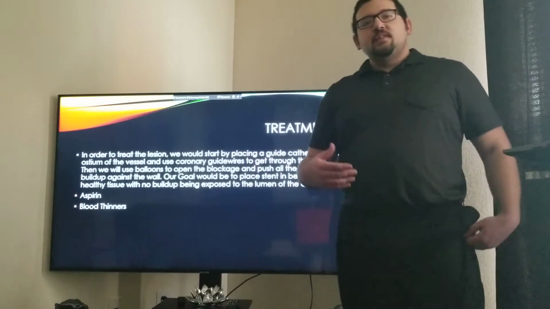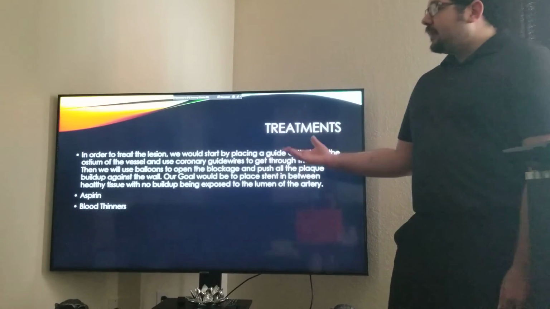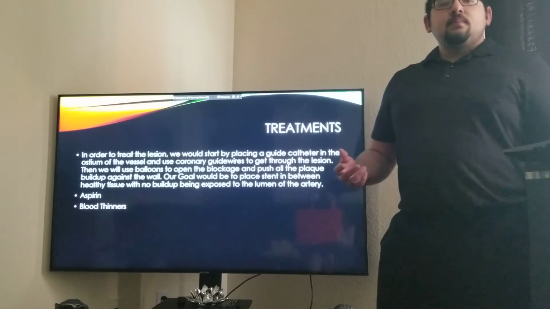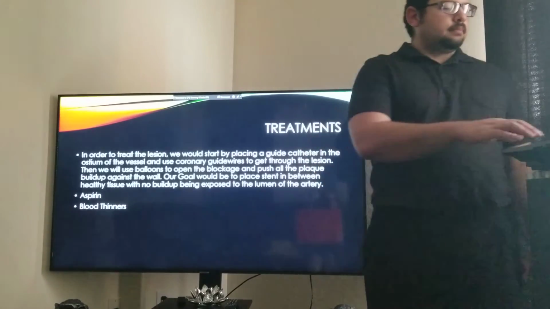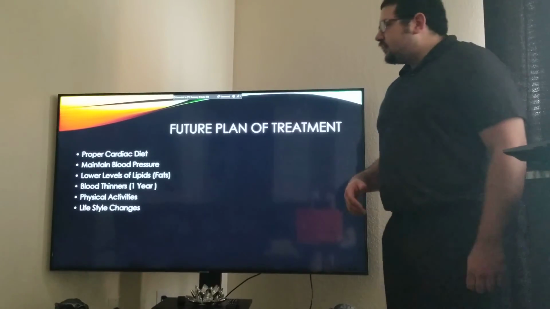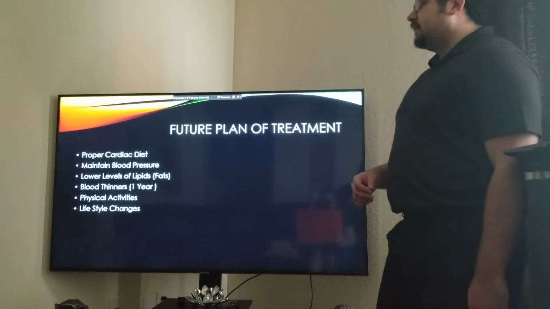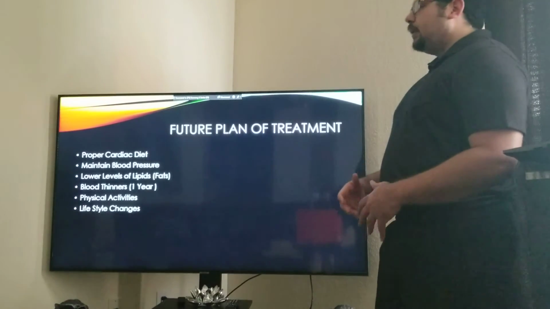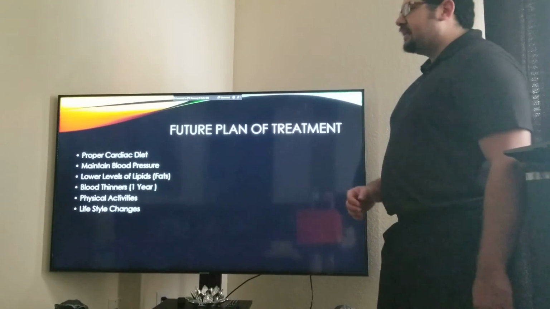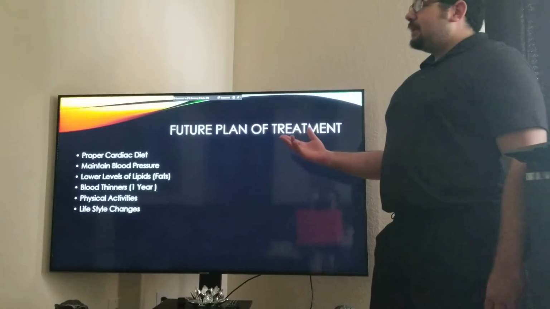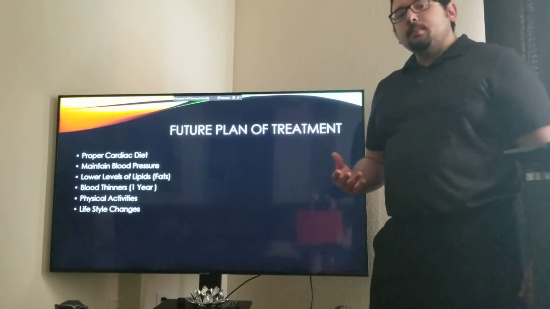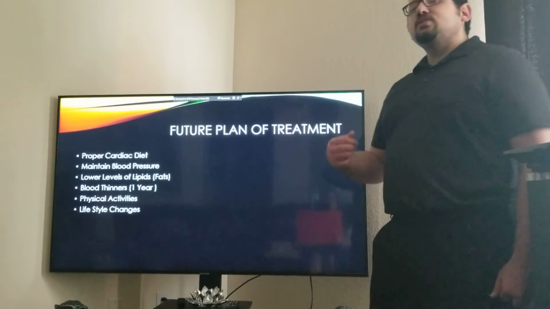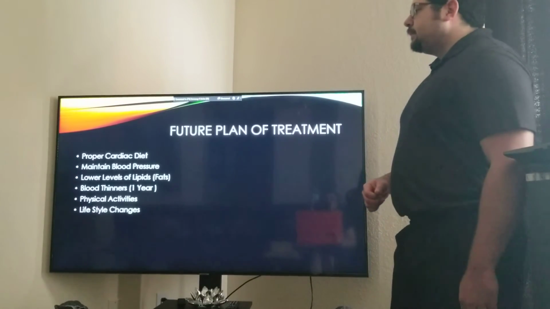After that, typically if a patient has not received aspirin already, we will give them aspirin and some sort of blood thinner like Plavix, Brilinta, or Effient. So from here, we have a future plan of treatment for the patient. We want the patient to try to change their diet. We want them to help their arteries, or at least try to prevent any more blockages from occurring. We want to maintain blood pressure because if there is a vulnerable plaque and you have very, very high blood pressure, that could be enough force to rupture another plaque buildup.